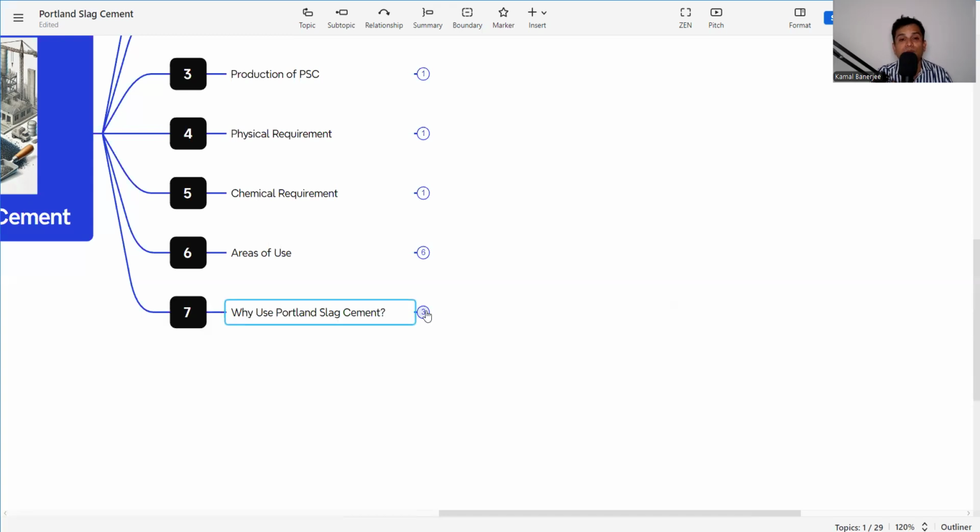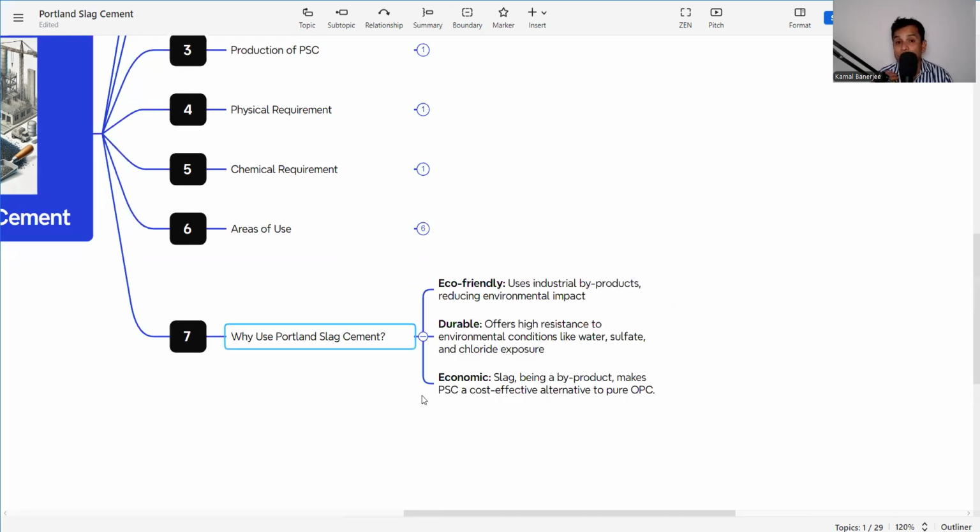But why use Portland slag cement? It is eco-friendly, as we already discussed, using industrial byproducts and reducing the environmental impact. Then it is durable, and also economic, because slag being a byproduct makes PSC cost effective compared to pure OPC. So we are using a byproduct. So it becomes the economic one, the durable one, and the eco-friendly one. That is why engineers should choose, or consider using, Portland slag cement.